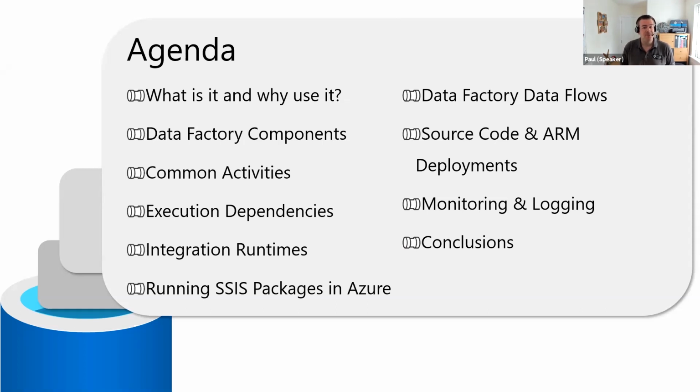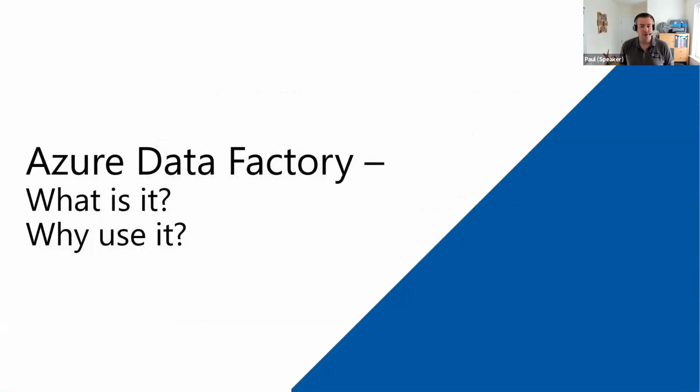Then we'll change gears a little bit and look at data flows. And then the last three things are what I would call more Data Factory in production: the source code, deploying it, monitoring, logging, and then we'll wrap up with some conclusions. So hopefully that's what we're going to cover. As I say, it's hard to know what to exclude from an introduction, but we'll see how we get on. So first up, Data Factory, the what and the why.